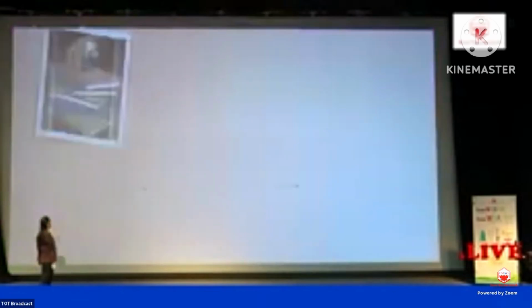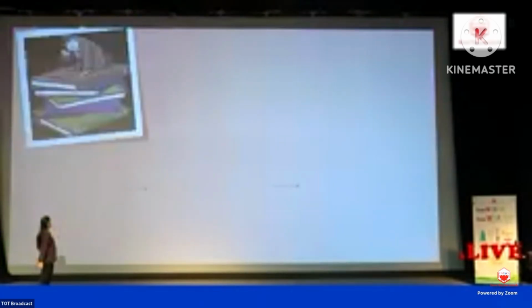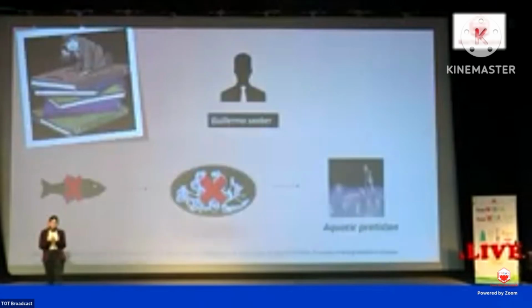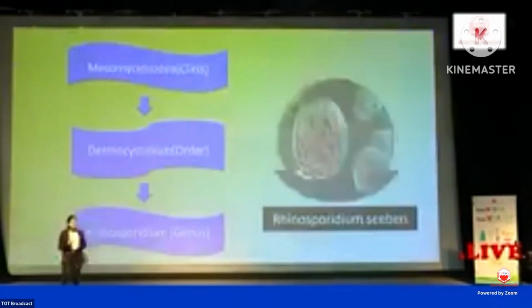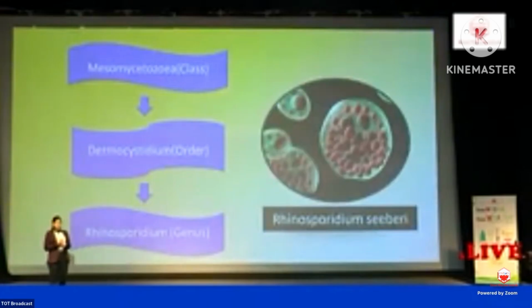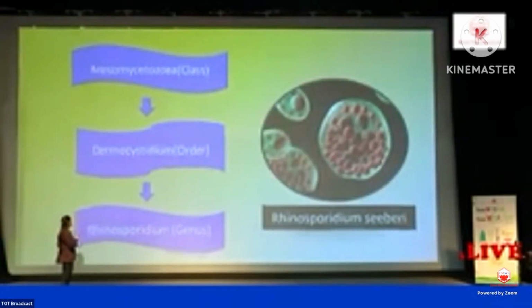Let's go through the history. Guillermo Sieber in 1900 reported the first case in a nasal polyp. At the time, it was thought to be a fish, later a fungus, but recently classified as an aquatic protistan. Later it was named Rhinosporidium seeberi and classified into the class Mesomycetozoea, order Dermocystida, and genus Rhinosporidium.